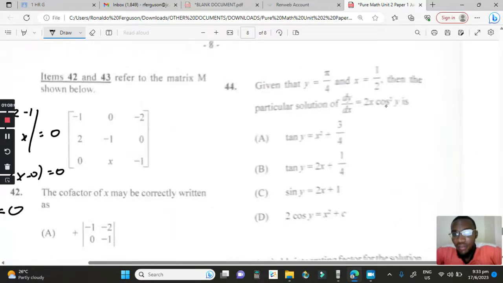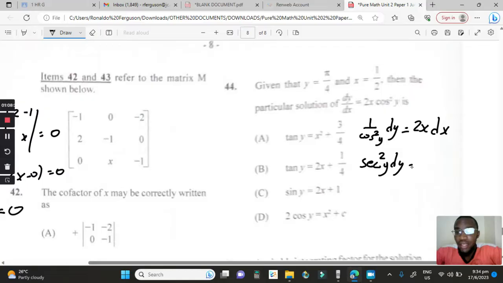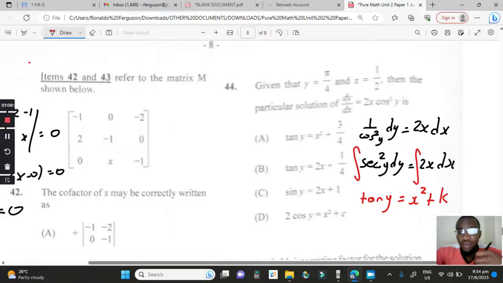So multiply over and divide through by cos square. So this is 1 over cos square y dy equal 2x dx. Now 1 over cos square is sec square. So sec square y dy equal 2x dx. Then you integrate both sides. So now we integrate sec square, you get tan y equal, integrate 2x, you're going to get x squared plus a constant. So you're already looking for which one is in the form tan y equal x squared plus a constant, clearly option A.